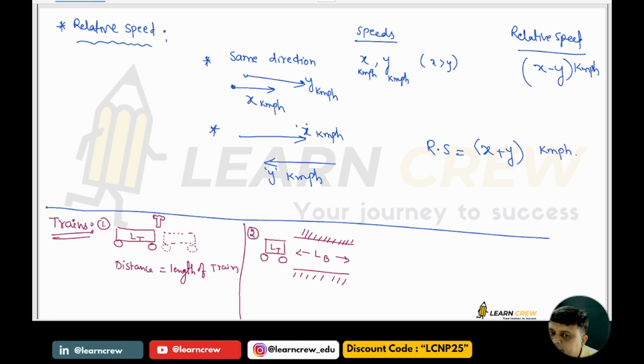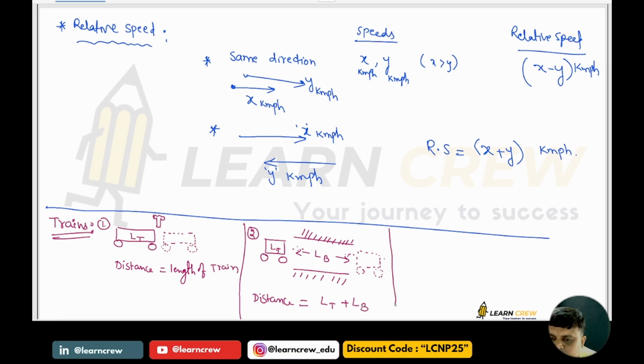So, a train crossing a bridge. A train crossing a bridge means the train will be coming here, right? This train is crossing the bridge. A train to cross a bridge has to cover the distance equal to the length of the bridge and its own length. So in this case, the distance covered by the train to cross a bridge, or a tunnel, or a platform is the length of the train and the length of the bridge.